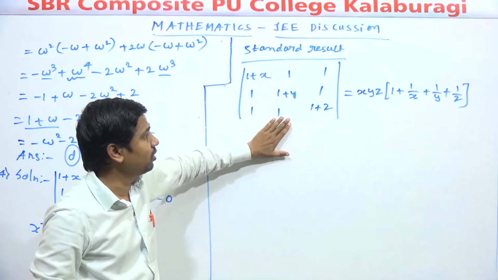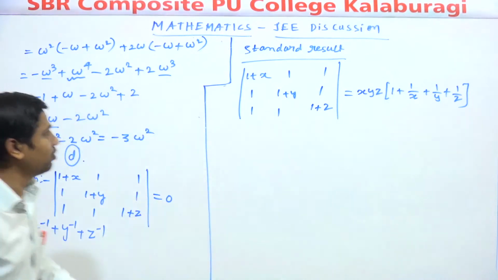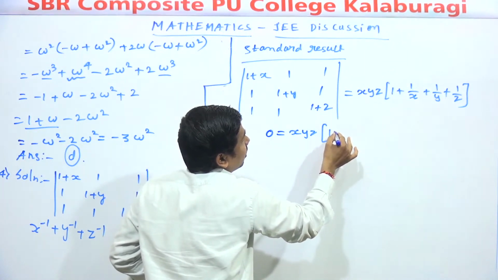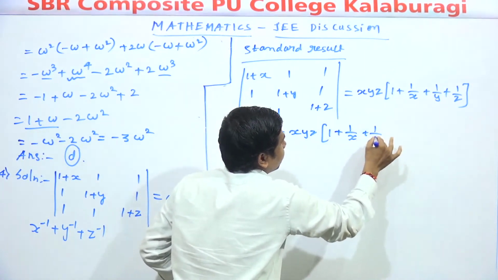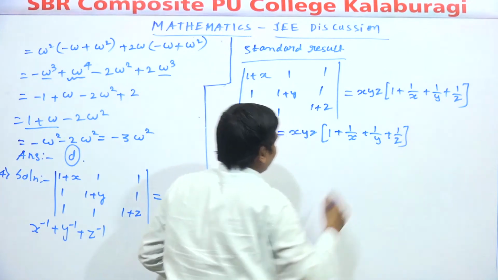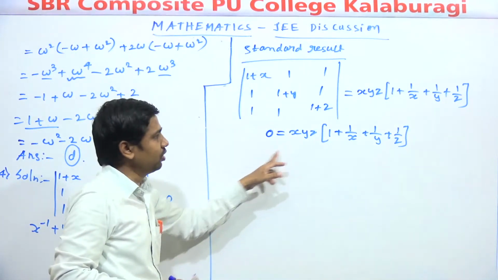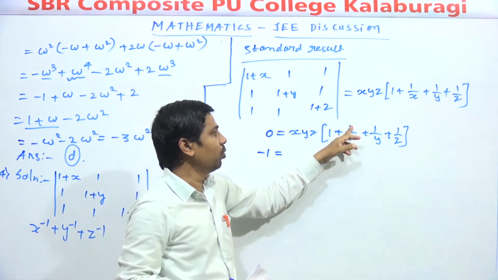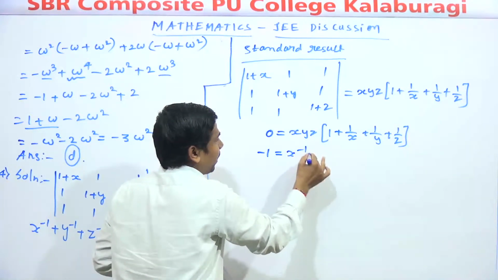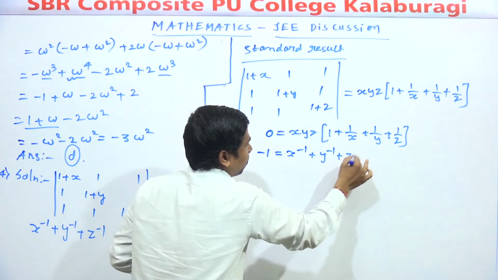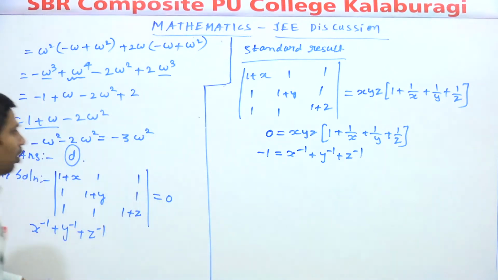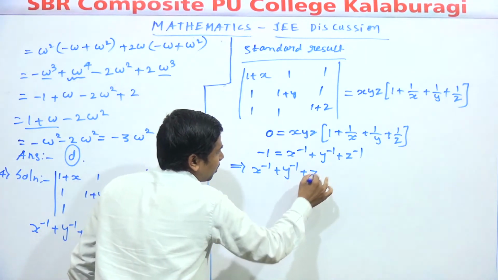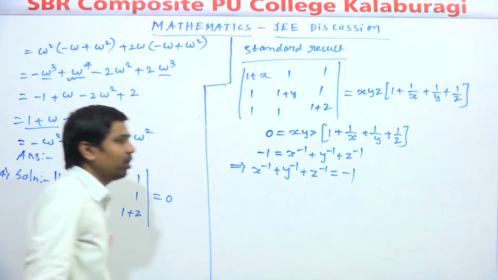But he has given us that this value is equal to 0. So 0 equals x, y, z into 1 plus 1 by x plus 1 by y plus 1 by z. So 0 by x, y, z equals 0. Taking the 1 across, it becomes minus 1, equal to 1 by x plus 1 by y plus 1 by z, nothing but x power minus 1 plus y power minus 1 plus z power minus 1. This implies x power minus 1 plus y power minus 1 plus z power minus 1 is equal to minus 1.